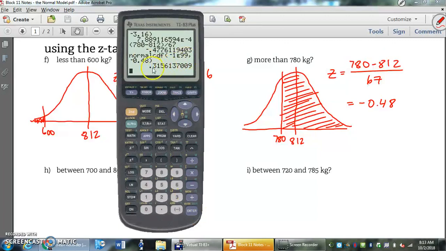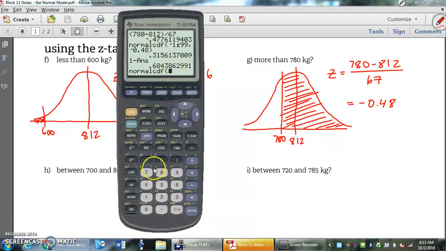So just like we talked about in class, this is the less than, so this is that empty space that's not shaded. So if I want the greater than, I need to do 1 minus that number, which is this one. Now you can tell your calculator to do greater than. That's kind of the difference with the calculator versus the z-table.